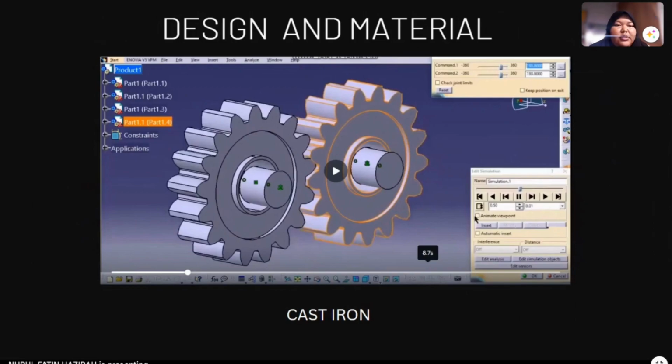For the design, the outside diameter is 130 millimeter. The internal diameter is 100 and the pitch diameter is 110 millimeter. The number of teeth is 70. Both gears here are the same.